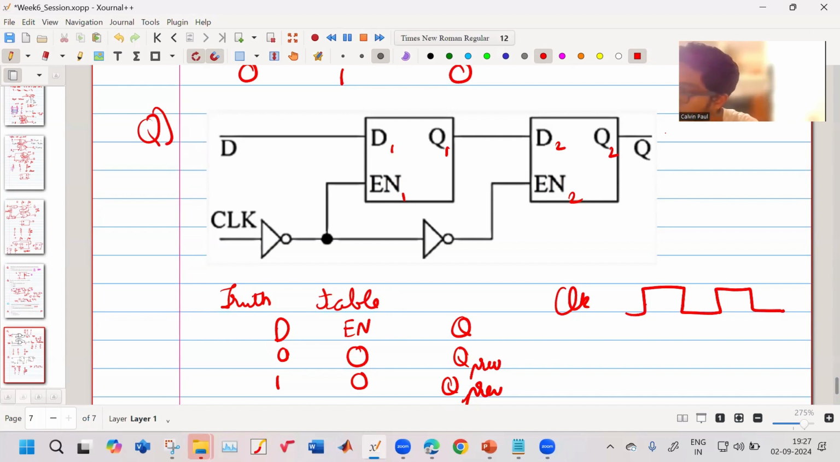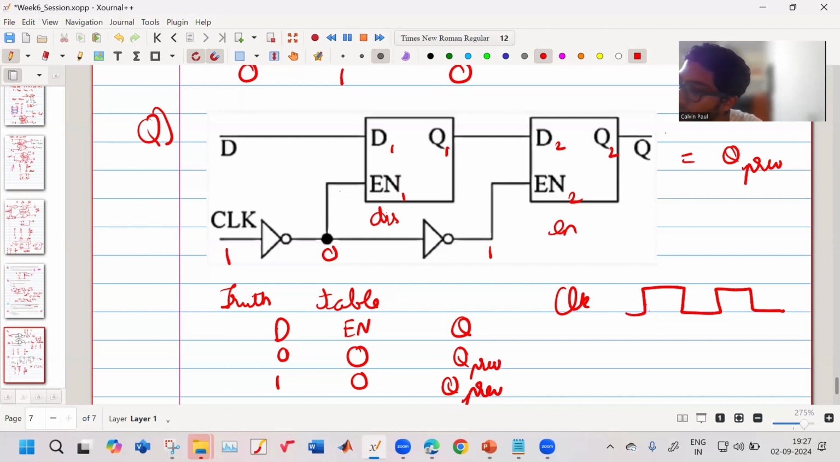It goes high. If this goes high, this is disabled, because if this is 1, this is 0. That means this is disabled, and this is 1, which means this is enabled. So Q will be equal to Q previous. What is the Q previous? It was some Q1 which was there.